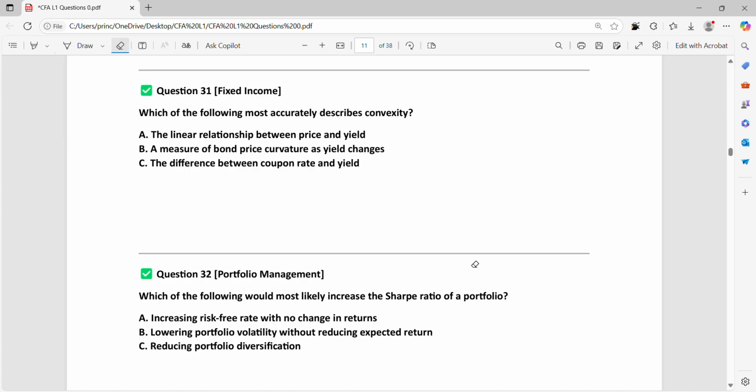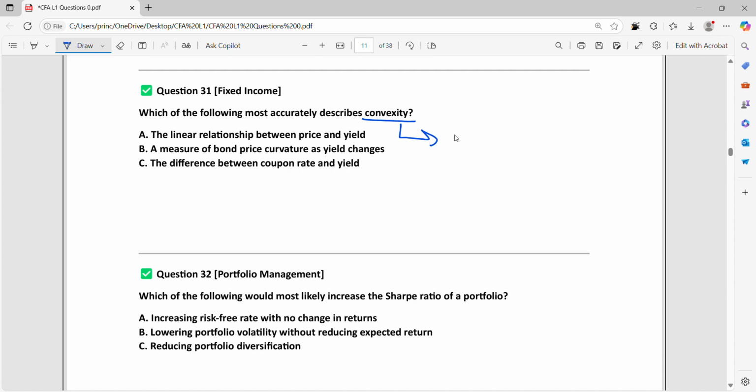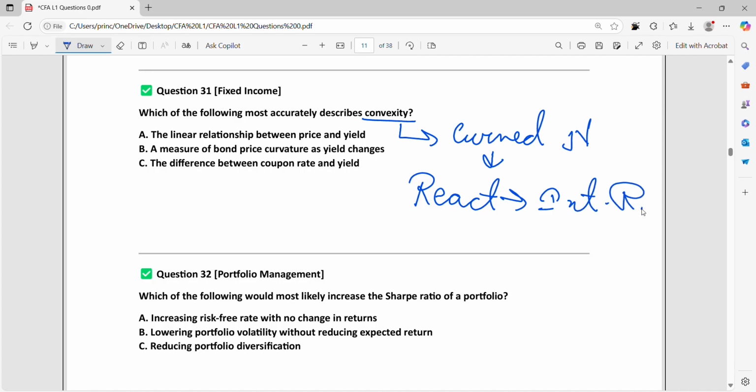So convexity is not about the straight line change of coupon difference, it is about the curved nature of how bond price reacts when interest rates change. So the correct option is B.